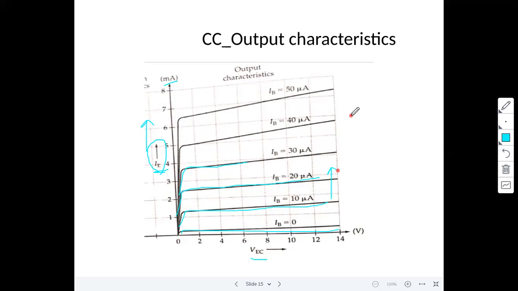In CC configuration, what is the gain here? DC current gain. What is the current gain here? Beta plus 1. Okay, beta plus 1. So it will almost look like the CE configuration output characteristics, right? The important observation here is that the input currents are in the range of microamperes, whereas output currents are in the milliampere range. Directly by observing this graph also, there is a current amplification, right?